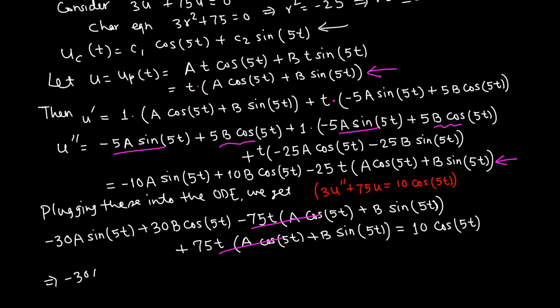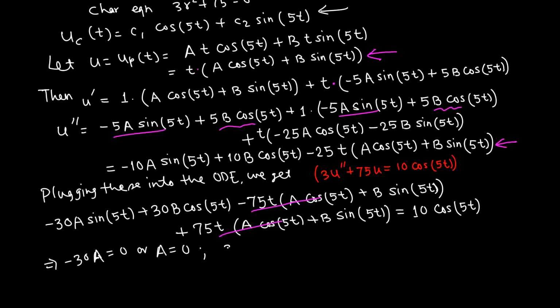That means this negative 30a should be 0. In turn, a is 0. From this we get a equals 0, and 30b, that's the coefficient of cosine, should be equal to 10. So 30b is equal to 10. That implies b equals 1/3.